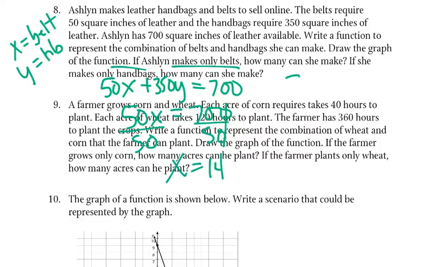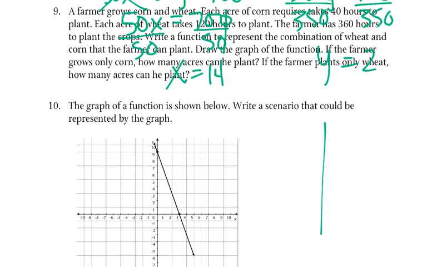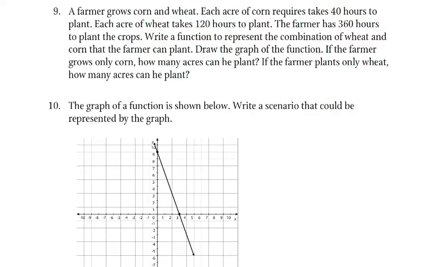Now, what if we made just the handbags? So we got rid of these by timesing that by 0. Well, 350 into 700 would only give us 2. So, there we go. Then we graph that. That goes to 2. This goes up to 14. And there's my graph. Okay? Now the last one, you should hopefully see that pattern we're using.